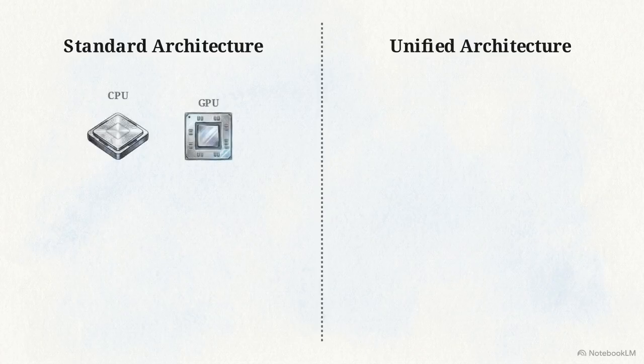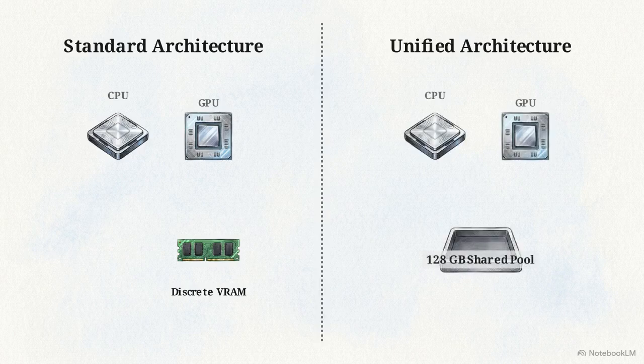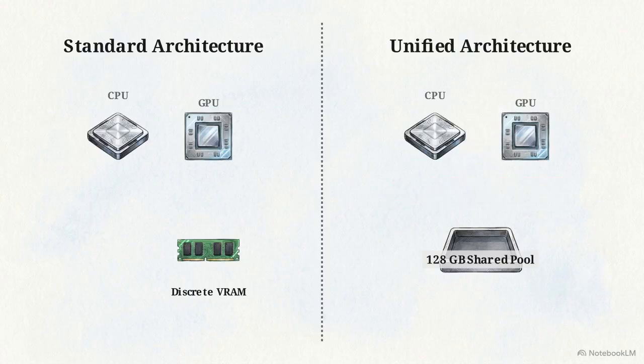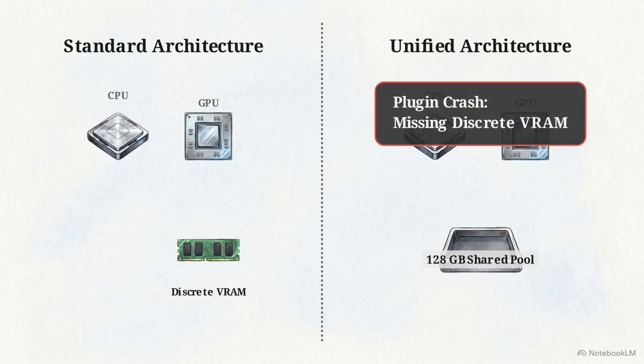On the left is standard architecture, where the GPU has separate dedicated VRAM. On the right is the GB10's unified memory architecture, where the CPU and GPU share a single memory pool. The classic Kubernetes device plugin is programmed to look for discrete VRAM. When it queries the shared pool, the hardware responds with a not supported error, and the plugin shuts itself down.